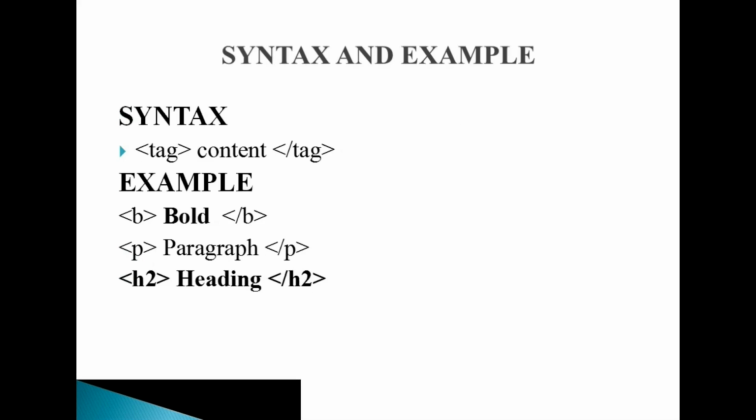Syntax and examples. Here is the syntax: the tag, then the content which the user is going to give, and then the tag is closed with the slash symbol. Example: the bold tag is used here and is also closed with the slash symbol, and the content given is bold. Then the paragraph tag is used, the content given is paragraph, and at the end the paragraph tag is closed with the slash symbol. Then the heading tag H2 is given, closed with the slash symbol, and the content given is heading.